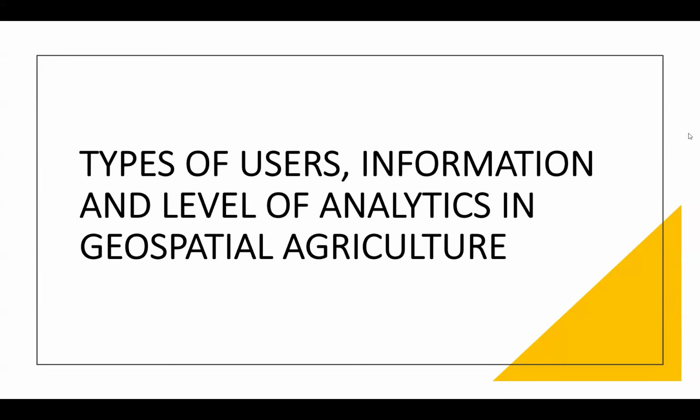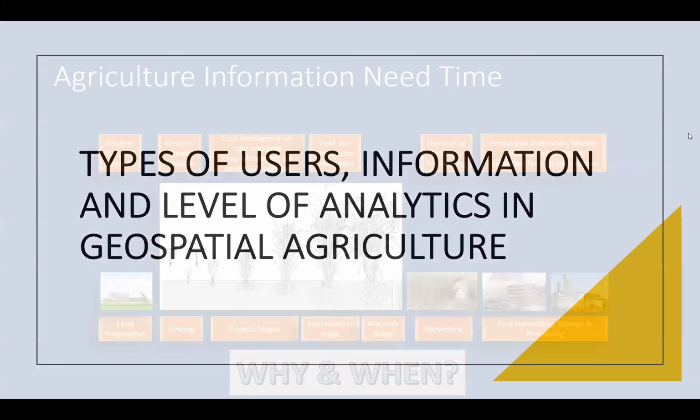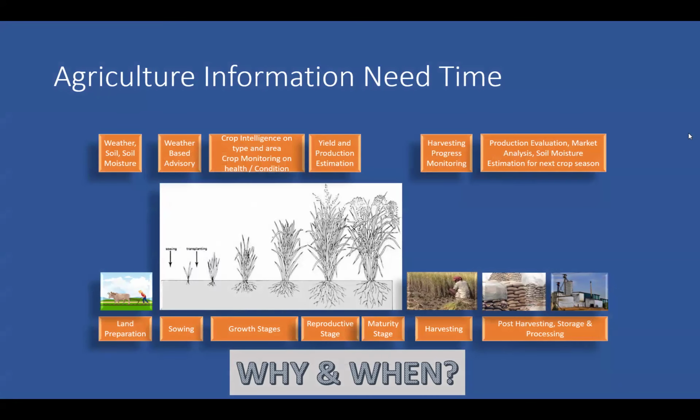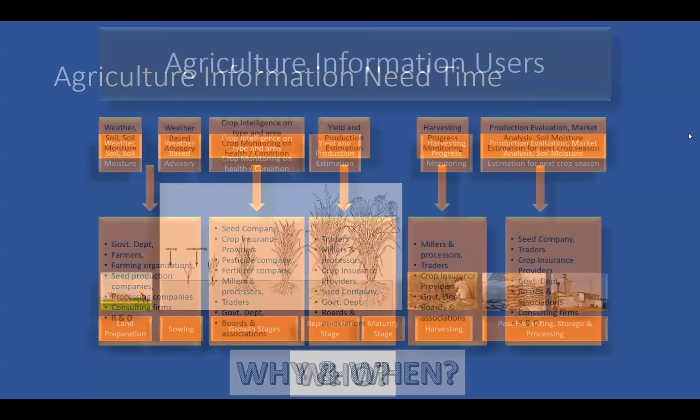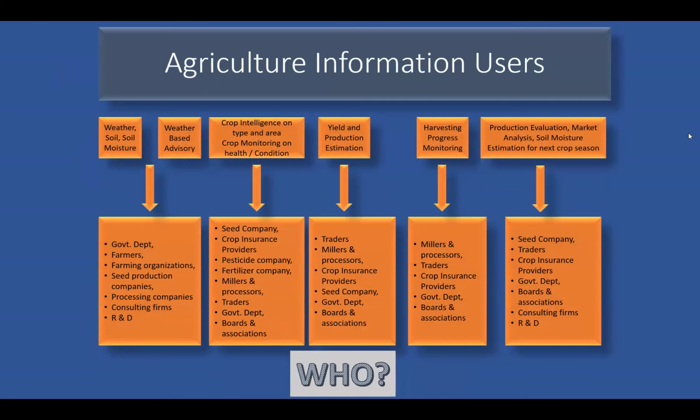I'll come to the second part, which is the type of user using the geospatial technology. First is what kind of information is required. See, farming starts right from land preparation till you sell your produce or till you go for the next crop. Every time some or other information is required, whether it is related to weather, climate, soil, crop performance, yield, production, or market demand, everything, at every stage. And it is required not only by the farmer, it is required by agri businesses also.